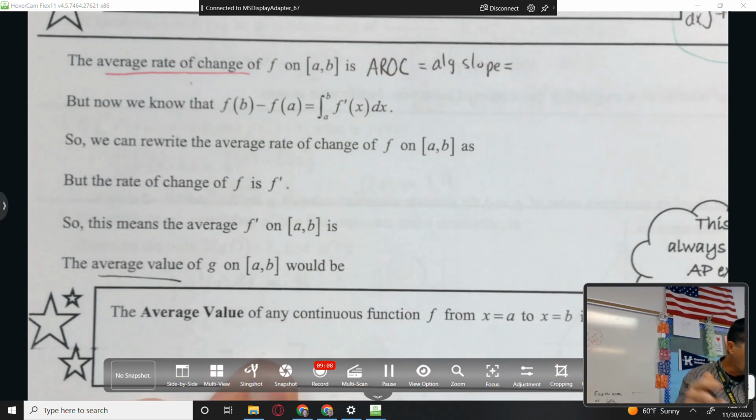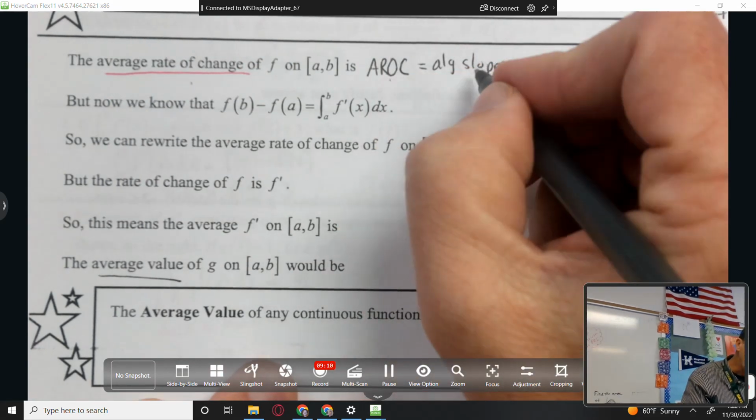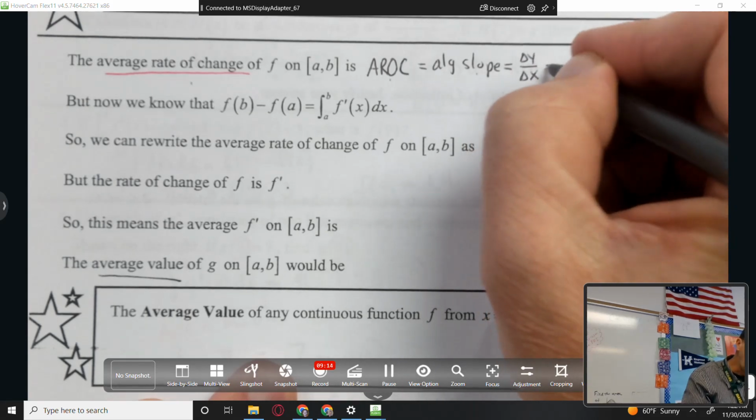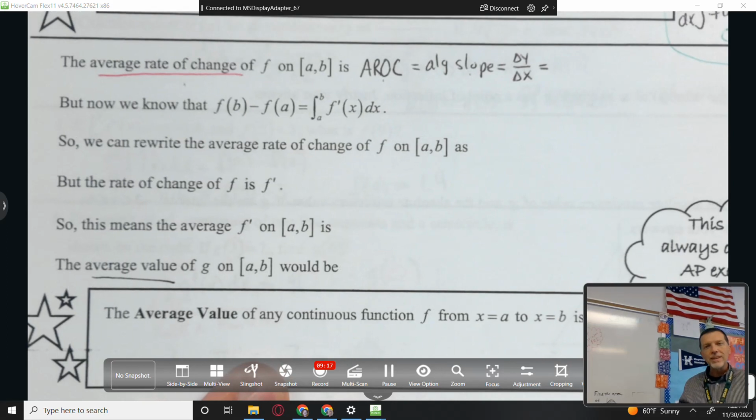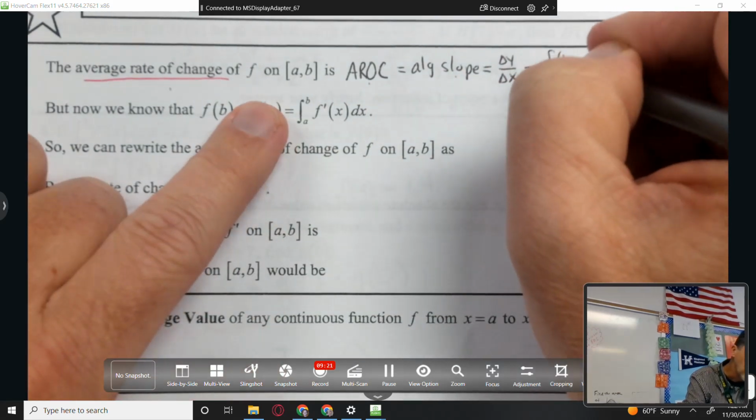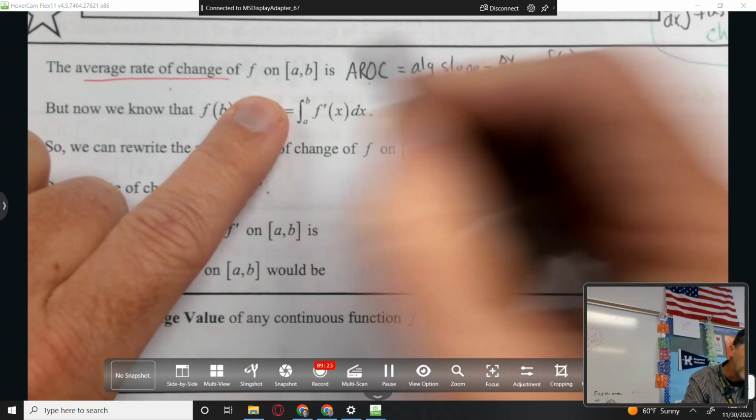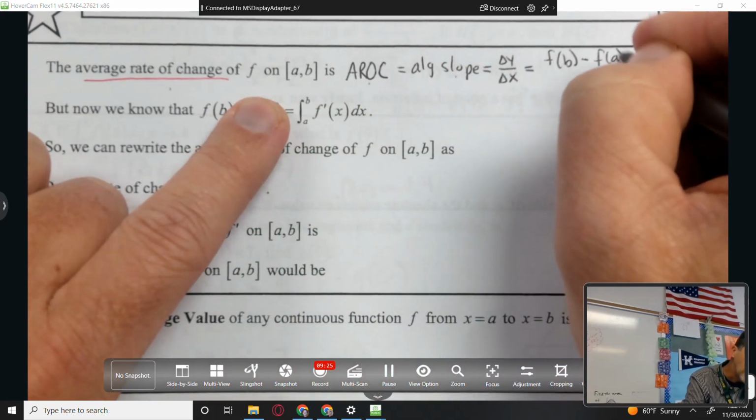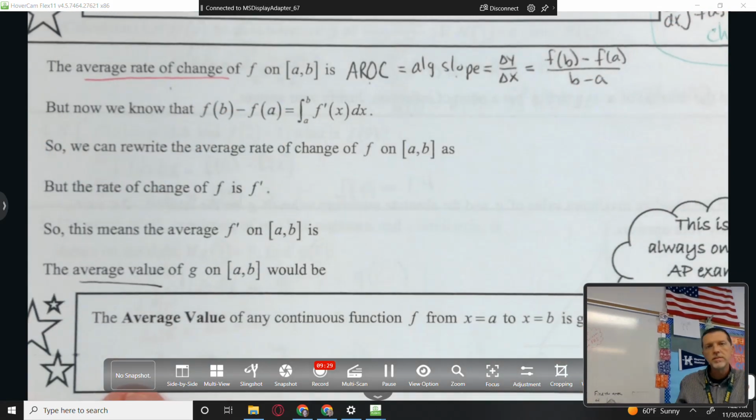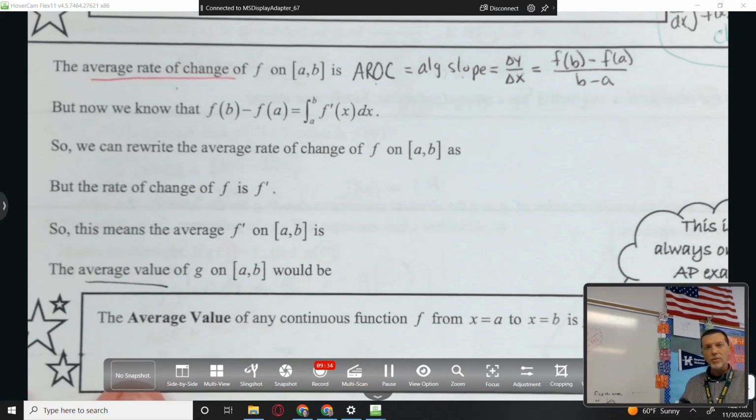So average rate of change, A-Rock, algebra slope, change in y over change in x, right? There's like 5 different ways to write that in Algebra 1 class. Probably the fanciest way is how we'll do it. F of b minus f of a over b minus a. Remember, that's Algebra 1 with a fancy name attached to it. Average rate of change.